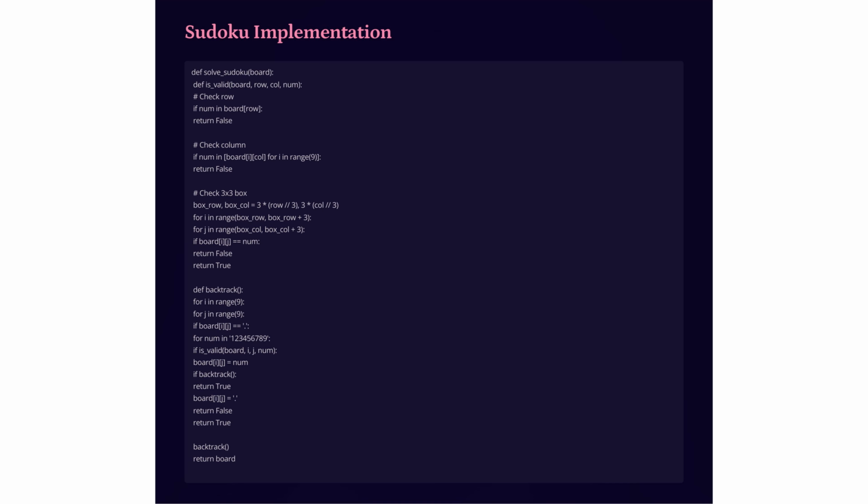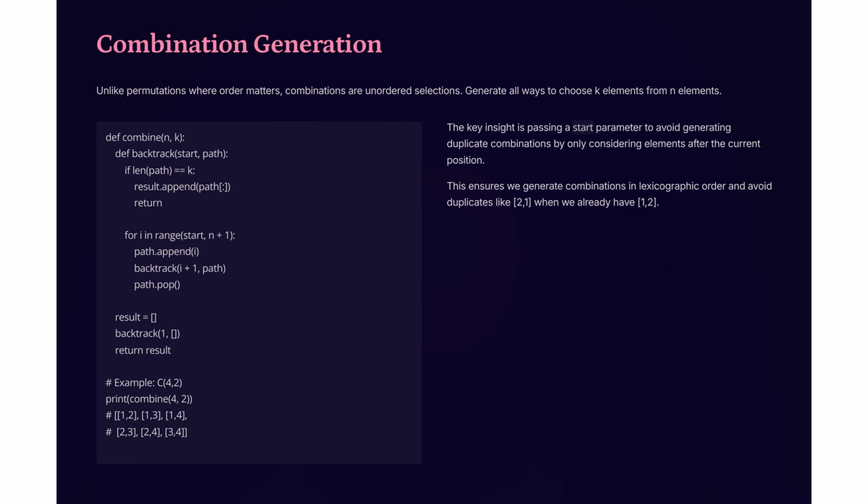If a contradiction arises, backtrack by resetting the cell and trying the next number. In combination generation, order doesn't matter. We generate all ways to choose k elements from n elements using a backtracking approach. By passing a start parameter, we ensure combinations are generated in lexicographic order, avoiding duplicates. For example, C(4,2) yields combinations like 1,2, 1,3, and 2,3.